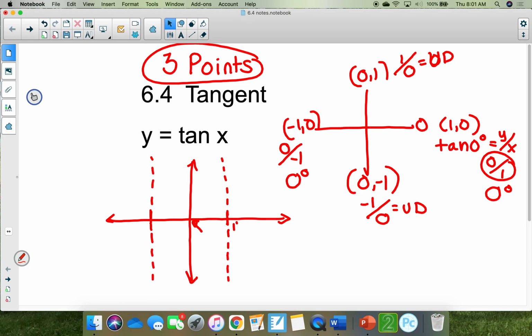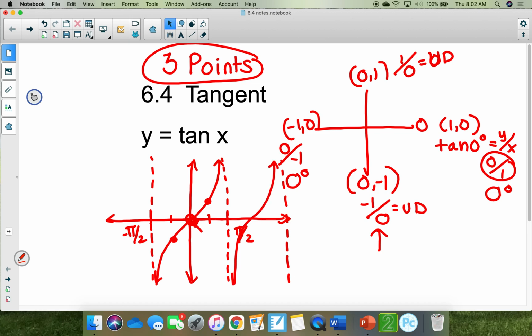At 90 degrees, which is pi over 2, it's undefined, so that's why there's an asymptote. At 0, it's 0. At negative pi over 2, it's also undefined. At pi over 4, it's 1, and at negative pi over 4, it's a negative 1, and it looks like a snake. And just like the sine and cosine graphs, it continues. There's another one right here, and it just keeps repeating itself. All I ask of you is to graph just one on the test.